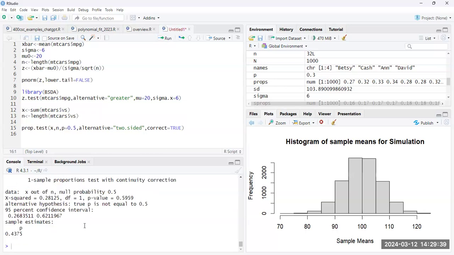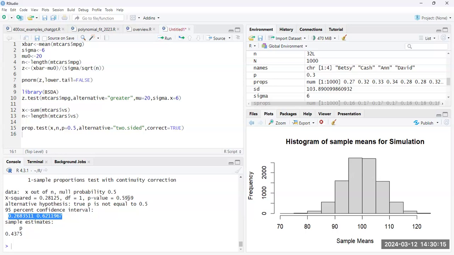And if I run that, I get this output. Again, this has the continuity correction. That's what that's about. I can turn this off if I don't want it. But the p-value that I get is 0.59. So that's kind of high. And the confidence interval I get is also specified. This is assumed to be a 95% confidence interval. The sample estimate here is 0.43 from the sample.